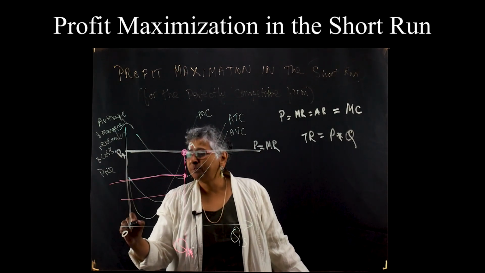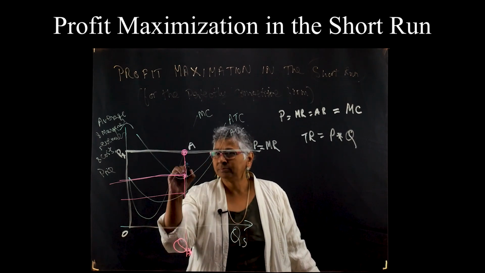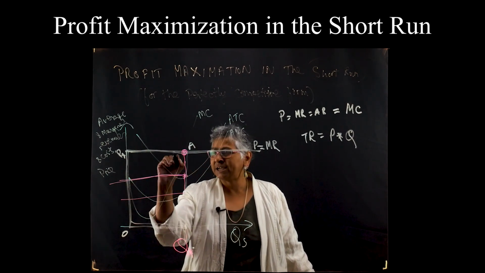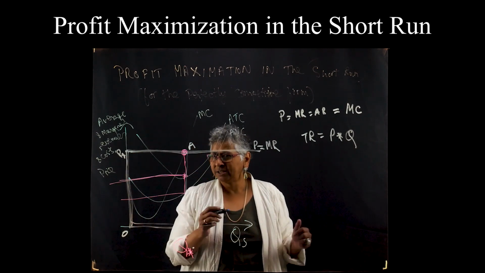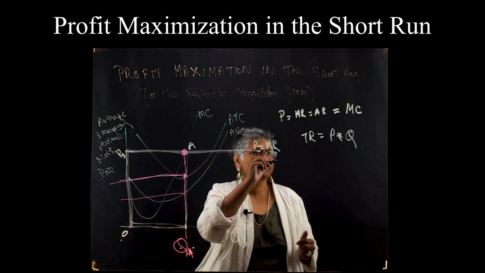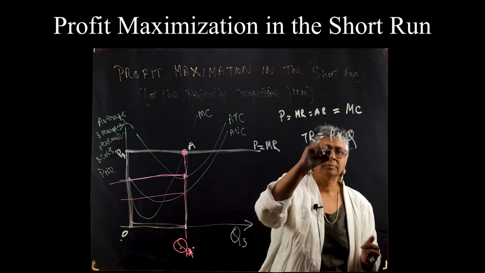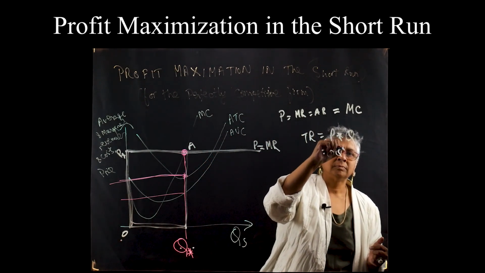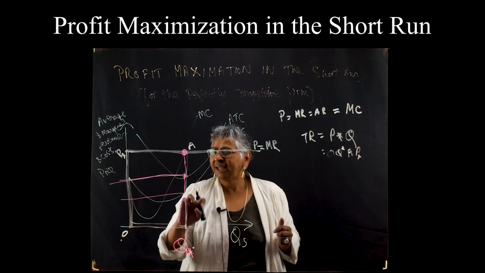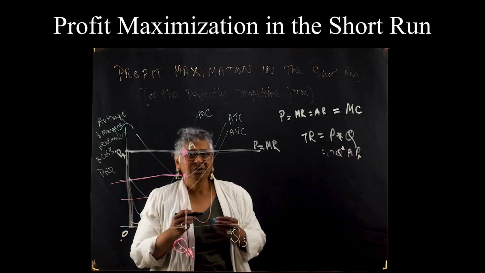So this box right here, I'm not going to put dashes and so on because it will hide the curves, but can you see 0, Q star, A, Px? That box is your revenue.